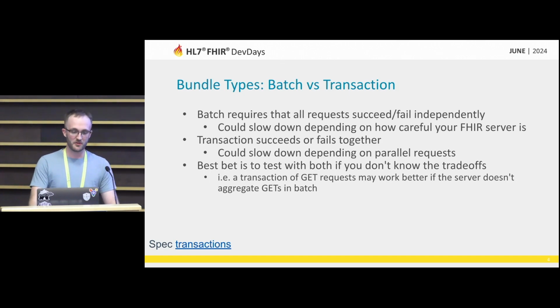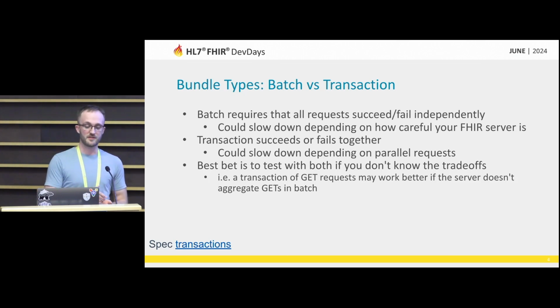A batch bundle requires that all requests fail or succeed independently. Note requires, so it is not optional. If one of the entries in the bundle times out, or if you get an intermittent error from your database, that's not supposed to affect other requests in that same bundle. So that could be slow if your FHIR server is trying really hard to make sure that all of those requests do not impact each other at all.